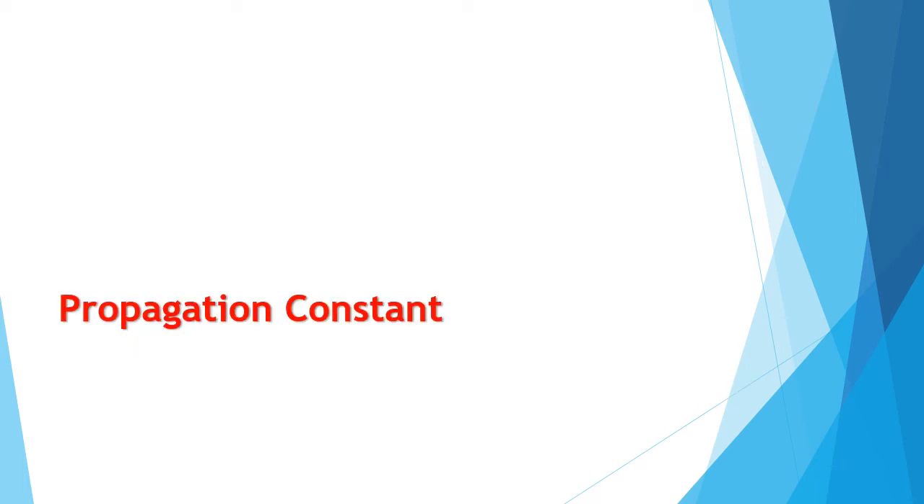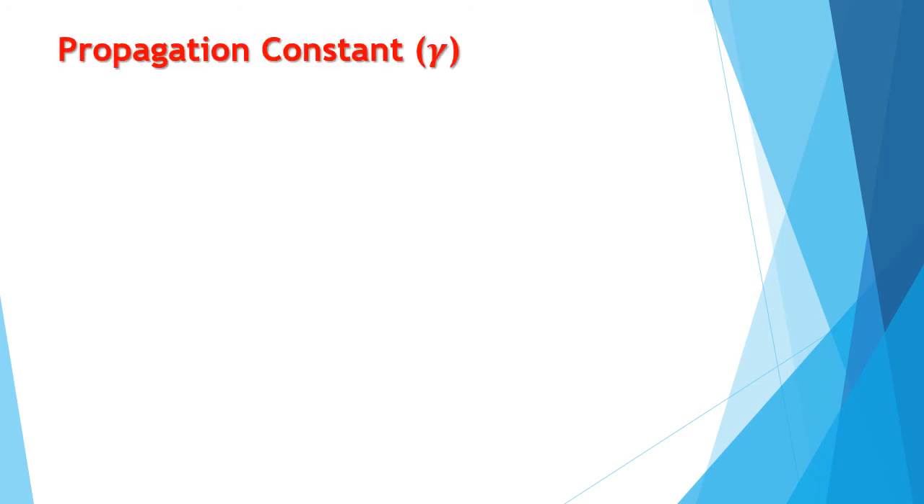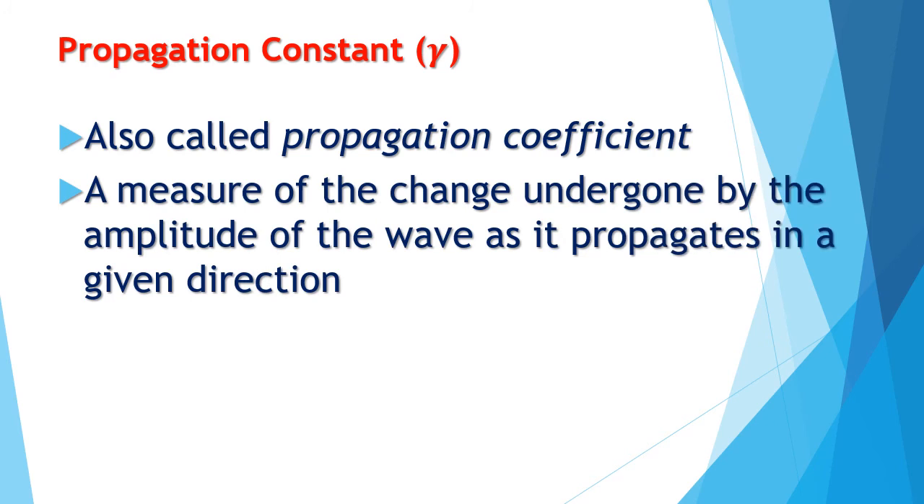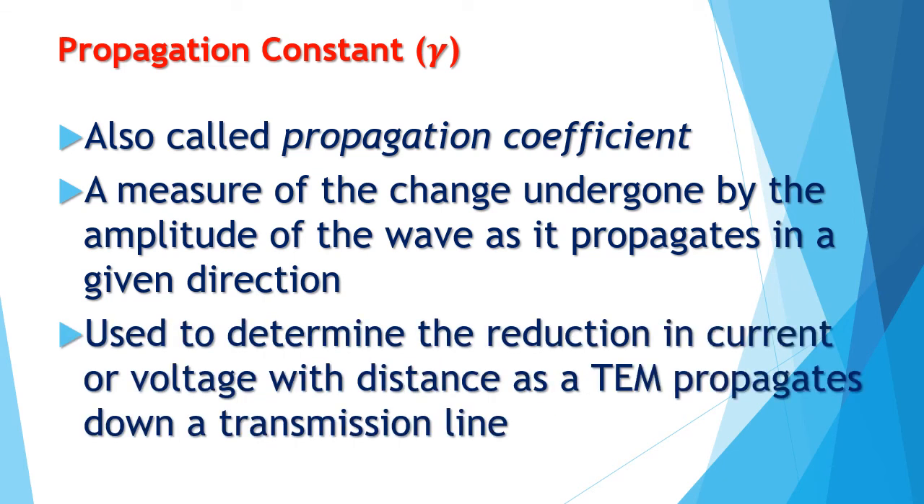The next secondary constant, the propagation constant. Propagation constant, denoted by the symbol gamma, also called propagation coefficient. It is a measure of the change undergone by the amplitude of the wave as it propagates in a given direction. It is used to determine the reduction in current or voltage with distance as a transverse electromagnetic wave propagates down a transmission line.